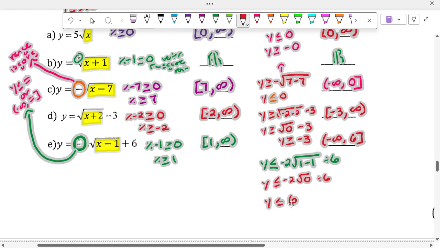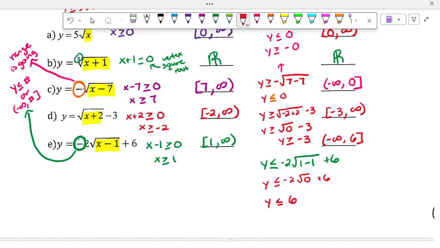Because if it's less than, that means 6 is your biggest number. So you have to ask yourself, is the number that I found the biggest number or the smallest number? If it's the biggest number, you start with negative infinity. If it's the smallest number, you start with that number and go to infinity.